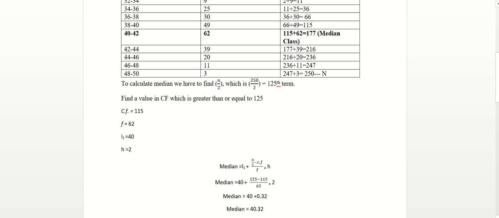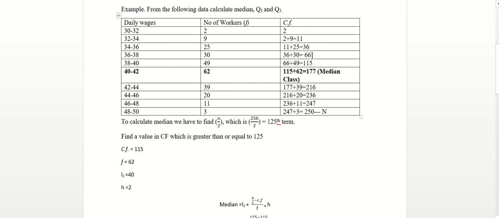Now again we need to find a value in CF which is greater than or equal to 62.5. Okay. So which value is greater than 62.5? This is 66. So this is our Q1 class.